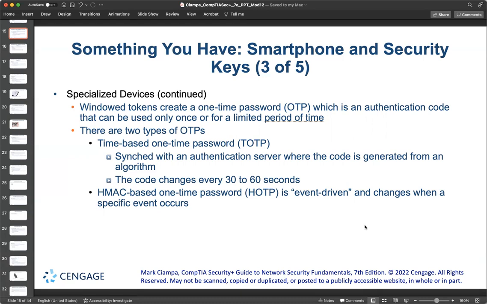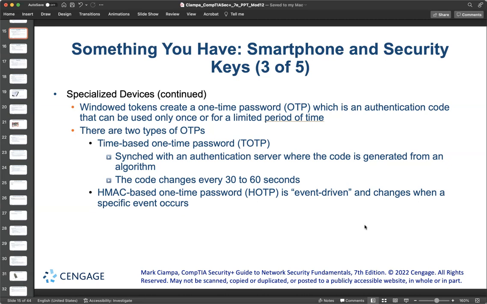Basically, you either have the TOTP, which is the time-based one-time password, which is synced with an authentication server where the code is generated from an algorithm, and both you and the server that is authenticating you have access. So whenever you receive that text message from the server, and you key it into your Bank of America webpage as your passcode, Bank of America is going to check with the server which issued that to you. And if the code you provided matches the code that server has stored, then you're going to be granted access.